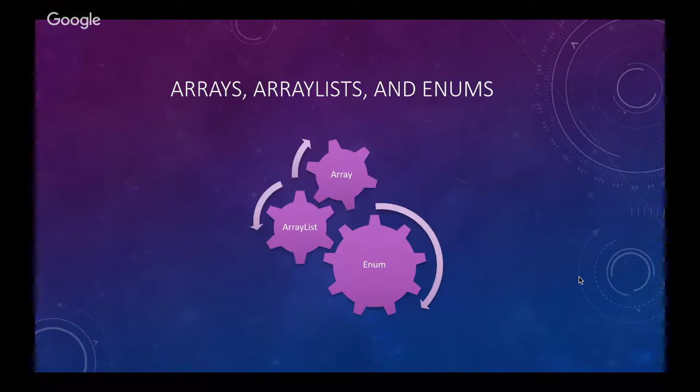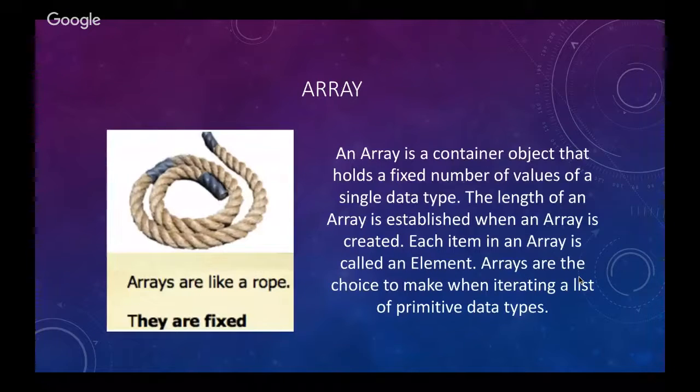Moving on to arrays, array lists, and enums. An array is a container object that holds a fixed number of values of a single data type. The length of an array is established when the array is created. Each item in an array is called an element. Arrays are the choice to make when iterating a list of primitive data types.